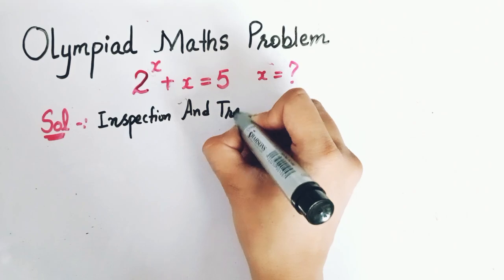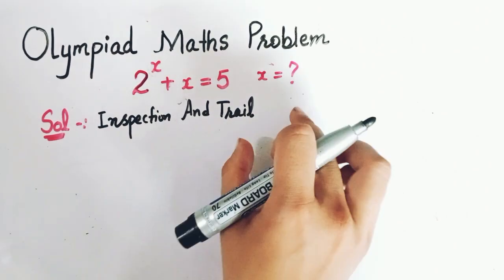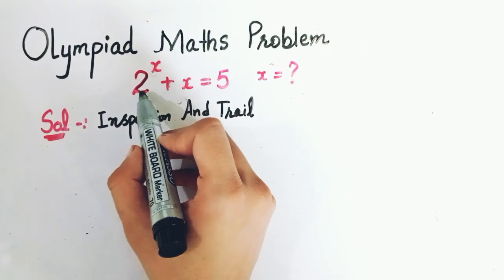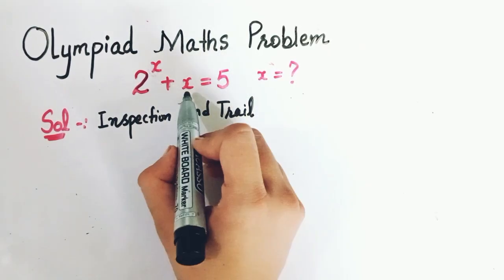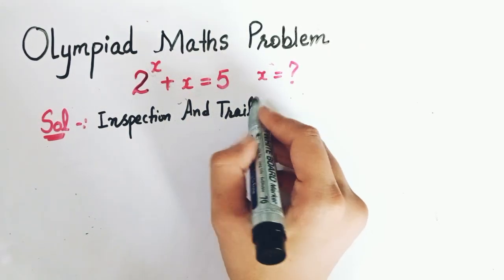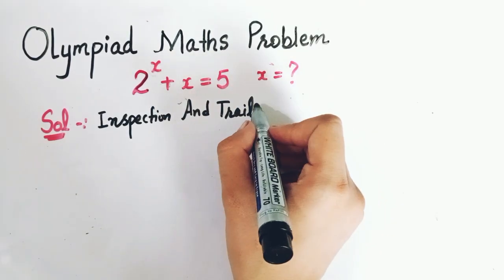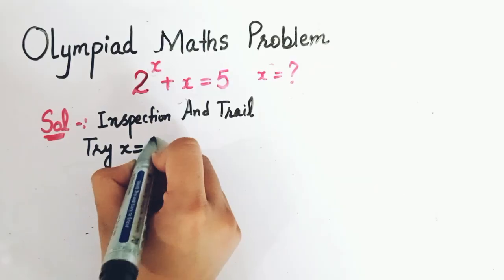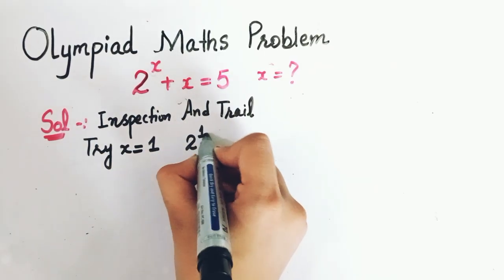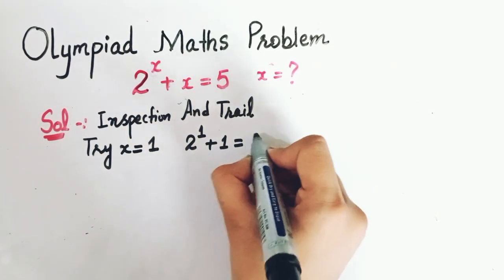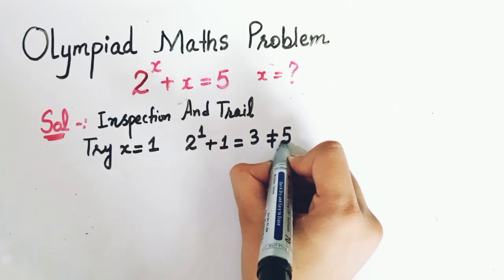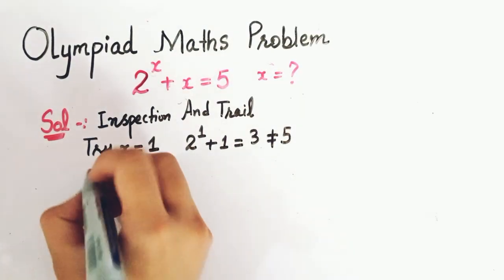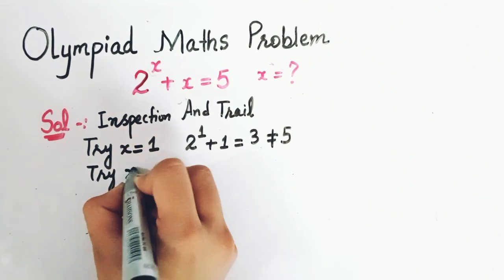According to this method, first of all, we will check our equation that has exponent 2 raised to power x and the linear term, that is x. We can look for integer solutions by trying small whole numbers. Let's first try x equals 1. So we get 2 raised to power 1 plus 1, that equals 3, not equal to 5. So this will not work.